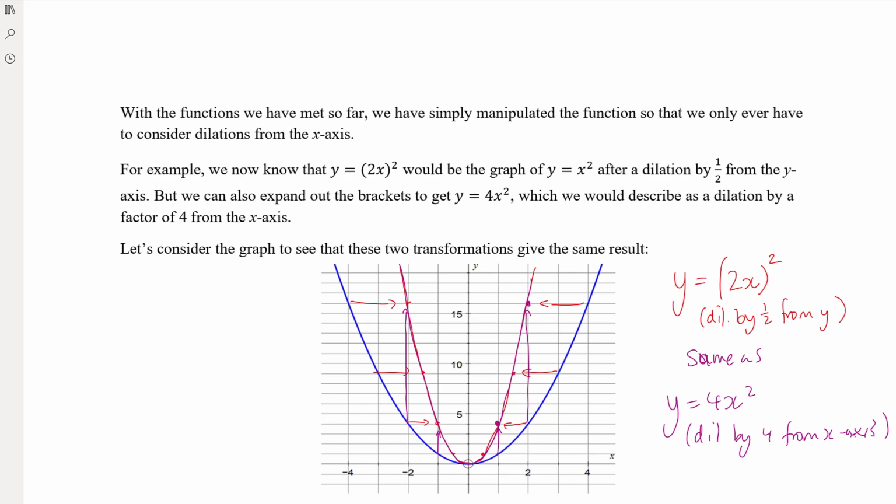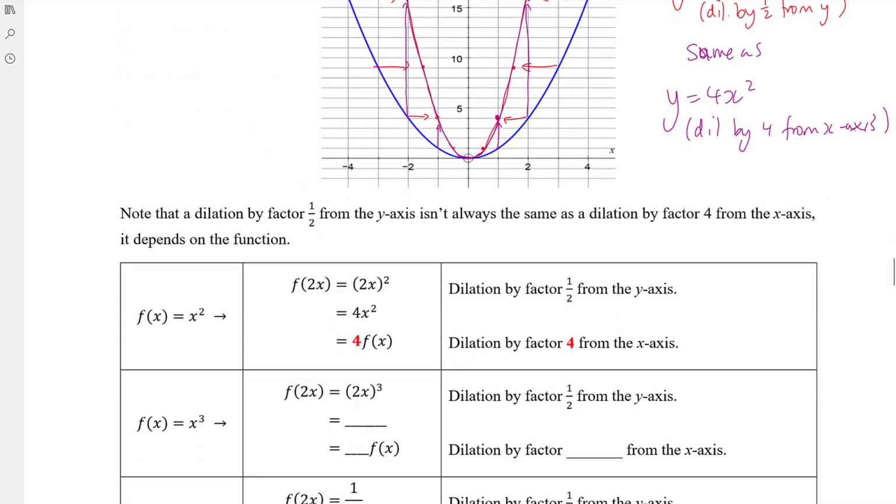but the point is that for these functions we wouldn't think about these as y dilations, we would expand them out and think about them as x dilations, and therefore we haven't needed to think about this dilation from the y-axis before now. Let's see if we can generalize that a bit more.